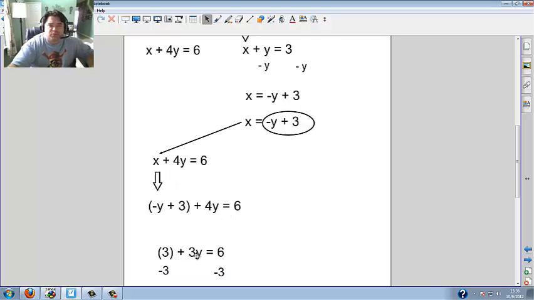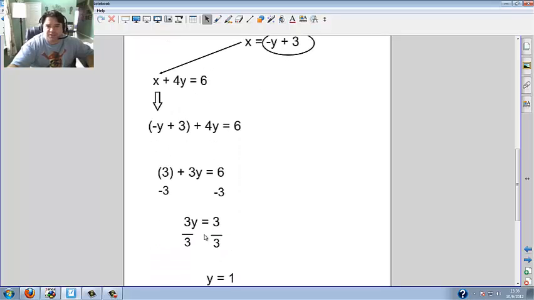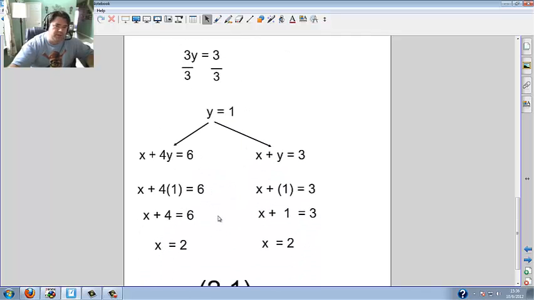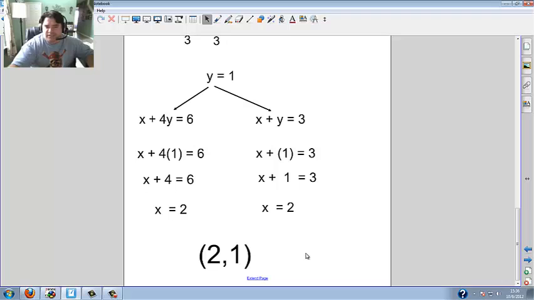Combine these two to make 3y. So now I get 3 plus 3y equals 6. Minus 3, minus 3. 3y equals 3. Divide by 3, divide by 3. Y equals 1. Plug them into either one. You'll get x equals 2.